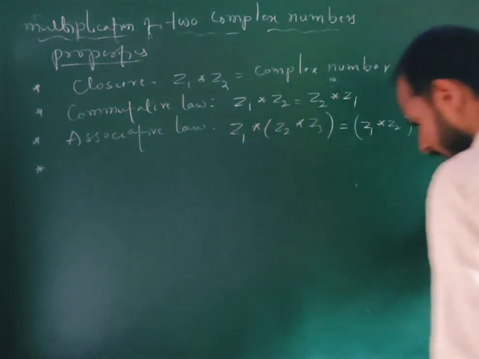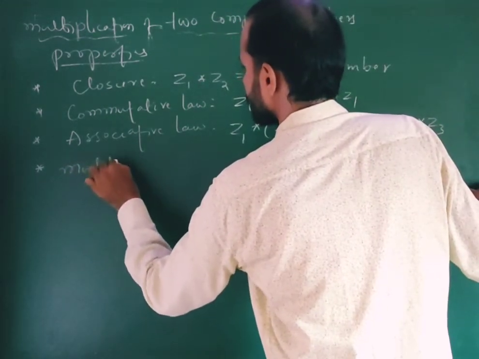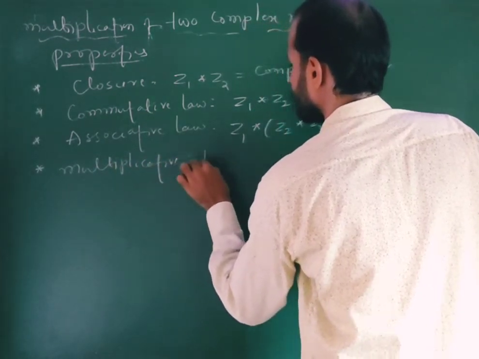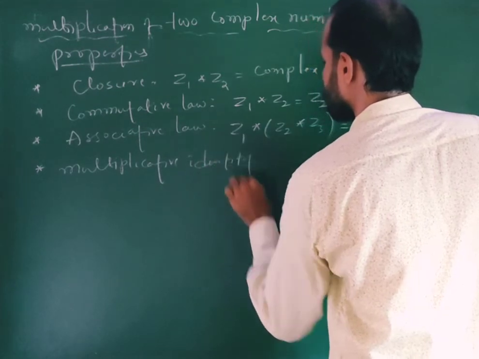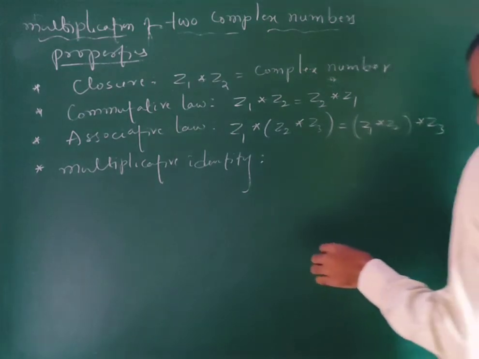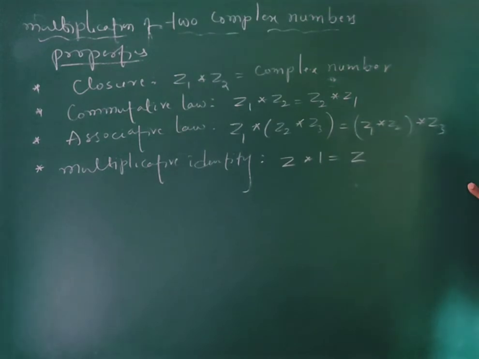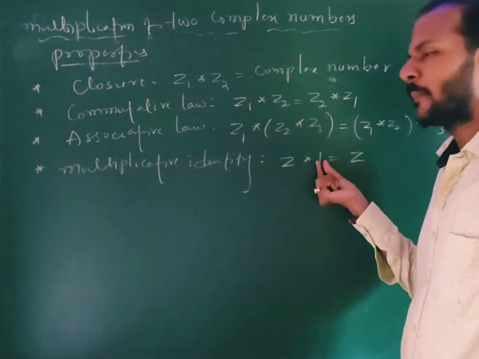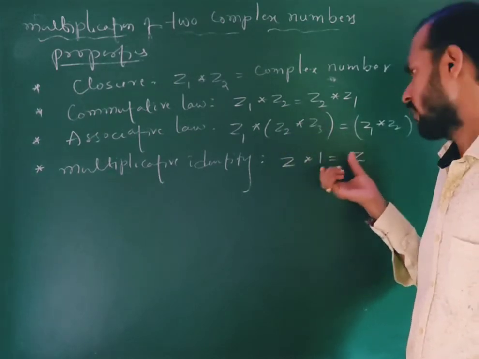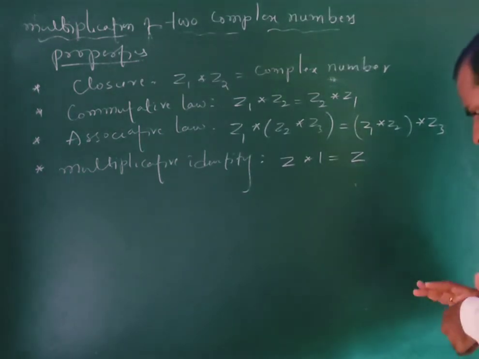Next, the fourth one is multiplicative identity. Multiplicative identity is nothing but Z into 1 equals Z. Here 1 is the multiplicative identity. If you multiply a complex number with 1, what do we get here? Z only, right? Next, multiplicative inverse.